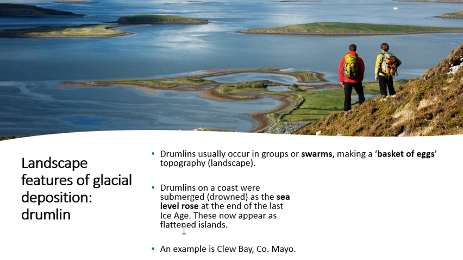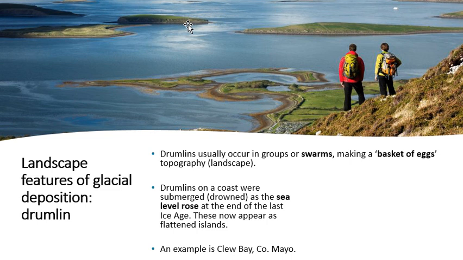Sometimes drumlins can be formed on a coast. So drumlins on a coast were submerged or drowned as the sea level rose, okay? So if drumlins are formed on a coastline, guys, again, that glacier, what's it doing to form these drumlins? It's melting. And when it melts, that's going to cause the sea level to rise. Okay, think of the ice caps melting, the sea level rises. And what happens then is these drumlins now look like little flat islands. So the top of the drumlins are kind of poking their head up through the water. And there's a very famous example of this in Clew Bay in County Mayo. You can see where the top of the drumlins have kind of emerged from the water.